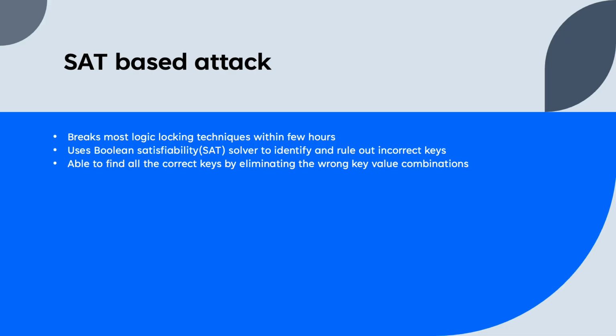SAT based attacks, instead of blindly guessing keys like key search based attacks, use a Boolean satisfiability solver to identify and rule out incorrect keys systematically, and efficiently eliminate a large number of incorrect key possibilities in each iteration. It requires access to an oracle or a functional chip to obtain correct input output pairs. It works significantly faster than brute force key search, making traditional logic locking schemes vulnerable.